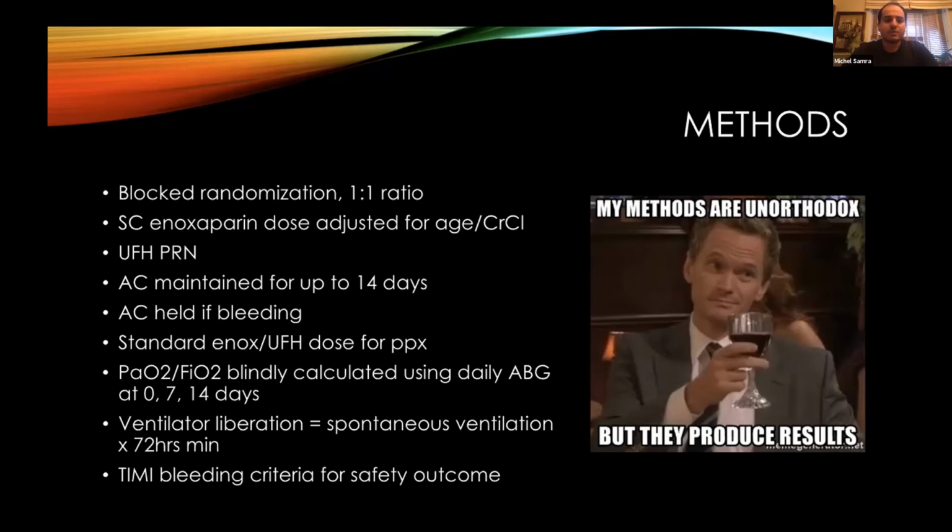The PaO2 over FiO2 was blindly calculated. These were ICU patients. They were getting daily ABGs. They just used the PaO2 values off of those routine ABGs on the 0, 7, and 14 days and looked at their oxygen requirement at that time. With regards to ventilator liberation, they classified this as the patient having spontaneous ventilation for 72 hours minimum, and that's what they considered ventilator liberation. And they also calculated the TIMI bleeding criteria in order to give a safety outcome of the anticoagulation as well.